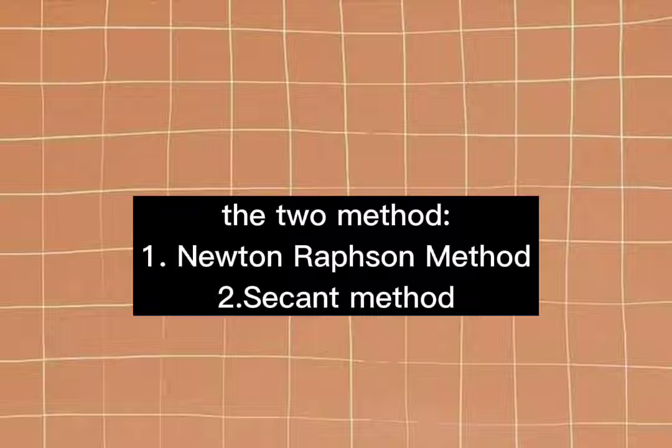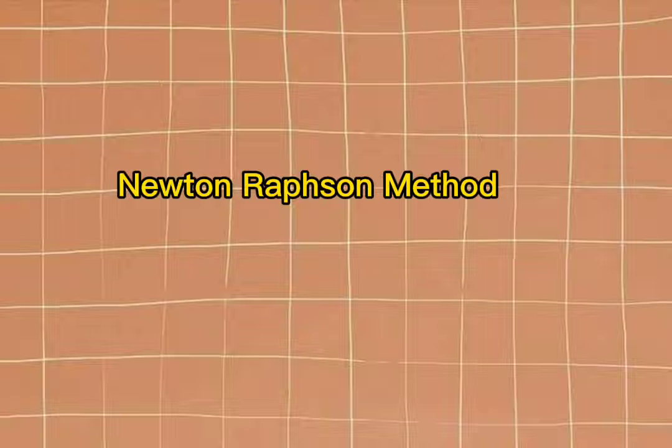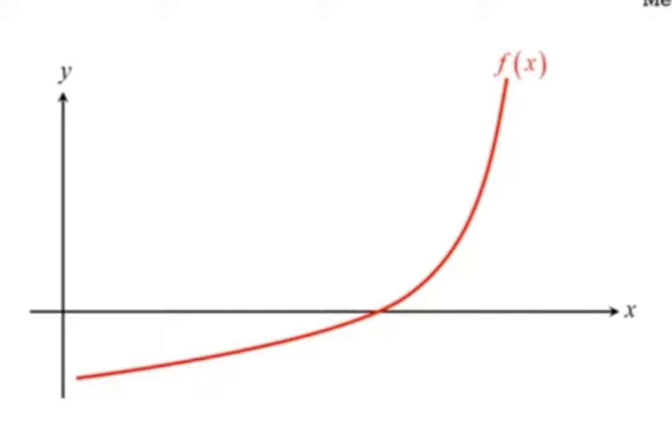These two methods are essentially the same, except that in the Newton-Raphson method, we need an analytical expression for our function and its derivative, whereas the second method is fully numerical and we don't need an analytical expression for any of those. So we have here the Newton-Raphson method.